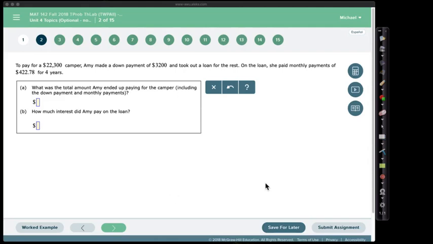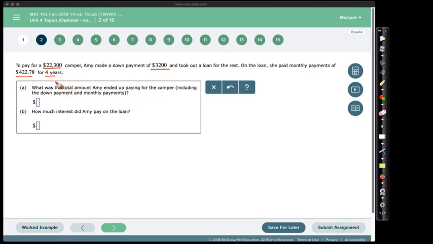This is question 2 in the Unit 4 topics review. So we're just going to continue on working with this, and this one we also don't need the TVM solver, so we're just going to see why we don't. In this case, I always go through and just pick out the numbers. 3,200, here's another number, and here's 4 years. Those are probably what we're going to be using.